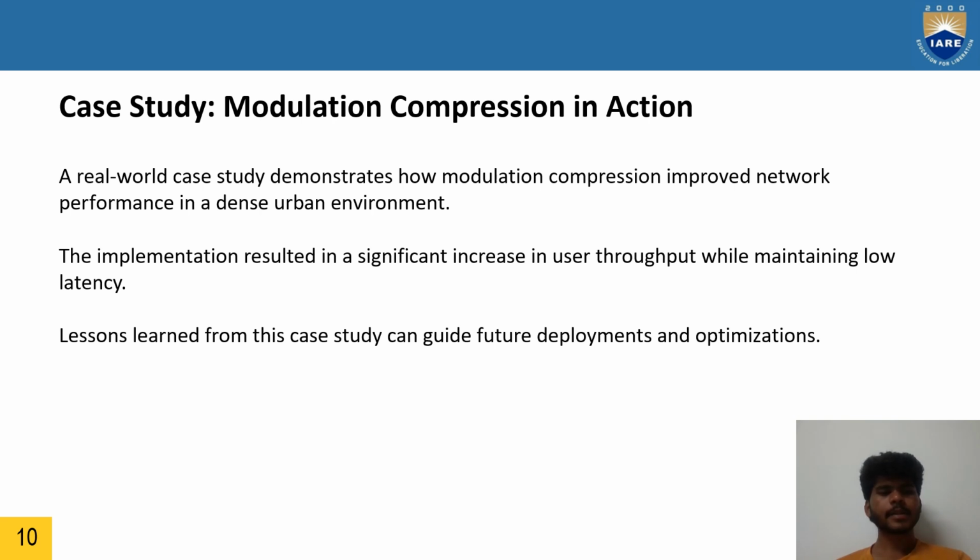Next one, case study: modulation compression in action. A real-world case study demonstrates how modulation compression improved network performance in a dense urban environment. The implementation resulted in a significant increase in user throughput while maintaining low latency. Lessons learned from this case study can guide future developments and optimizations.